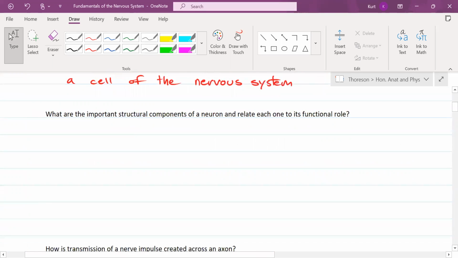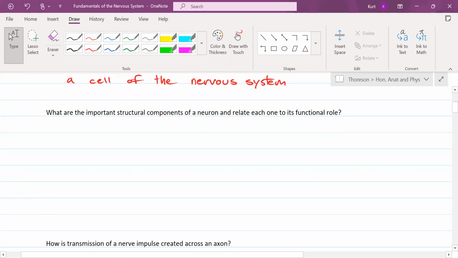All right. Next one. What are the important structural components of a neuron and relate each one to its functional role? I'm about to draw the most dope neuron you have ever seen. You are going to bow in the magnificence of this neuron. It is going to be so lit you will not know what to do with yourself. It's going to look like a tree.